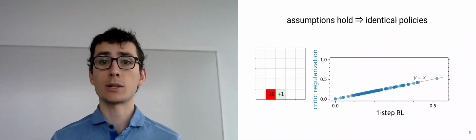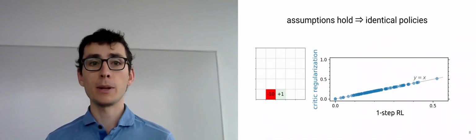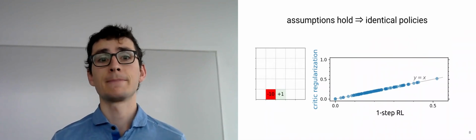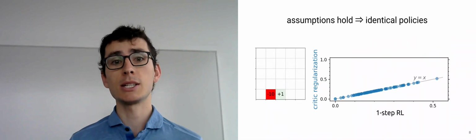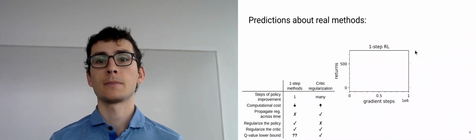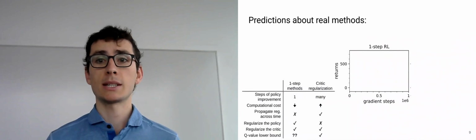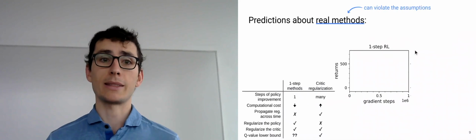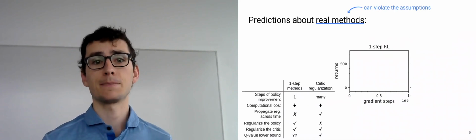First, to check that our theoretical results were correct, we applied our method to a tabular setting where we could ensure that our assumptions hold exactly. We see that the policy produced by critic regularization and one-step RL are exactly the same. We next look at a more realistic continuous control task and use implementations of real methods. These methods violate our assumptions.